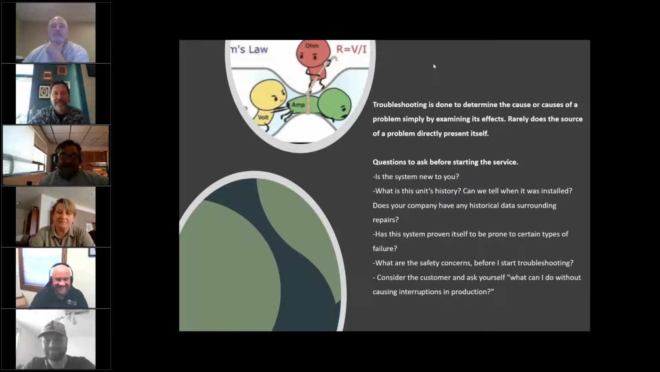Rachel's laughing. What are safety concerns before I start troubleshooting? Is there live wires exposed? And then consider the customer and ask yourself, what can I do without causing interruptions to production? Do you really need to take that machine down during a rush and disassemble it? Next slide, Caleb.